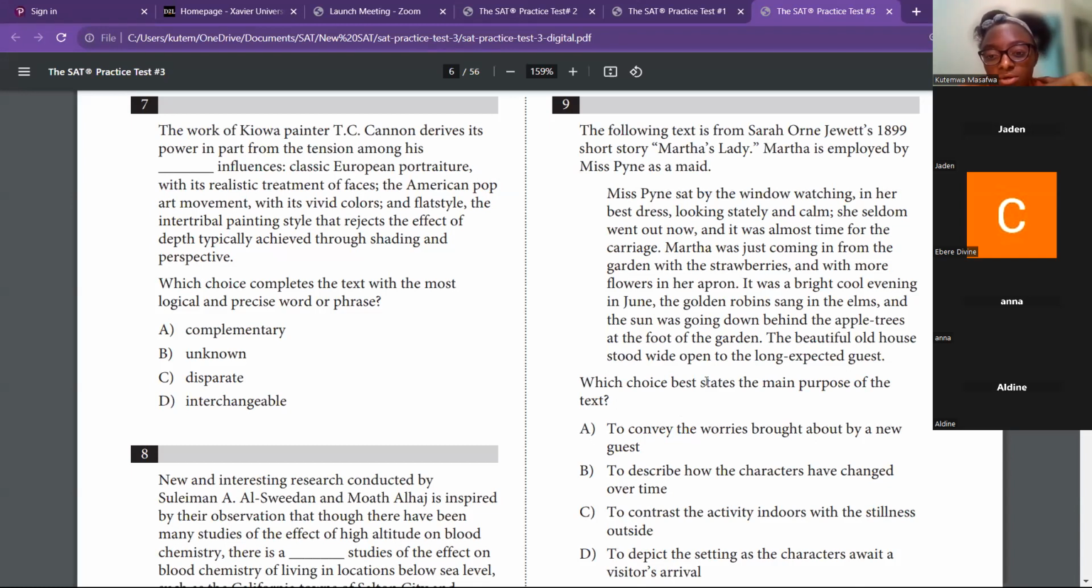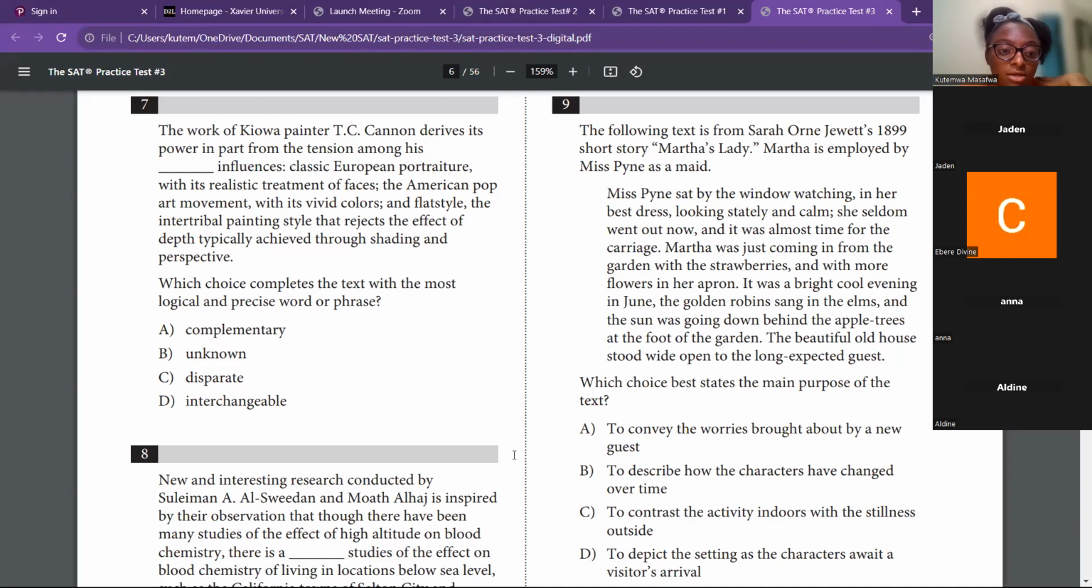Okay, so to convey worries brought about, so let's see. Has it outright been said that anyone is worried? Let's go through it. It says, Miss Pine sat by the window watching. She looked calm, stately and calm. Seldom went out. It was almost time for the carriage. Martha was coming in with strawberries, flowers, bright cool evening, golden ribbons. She was going down. Beautiful old house stood wide open.